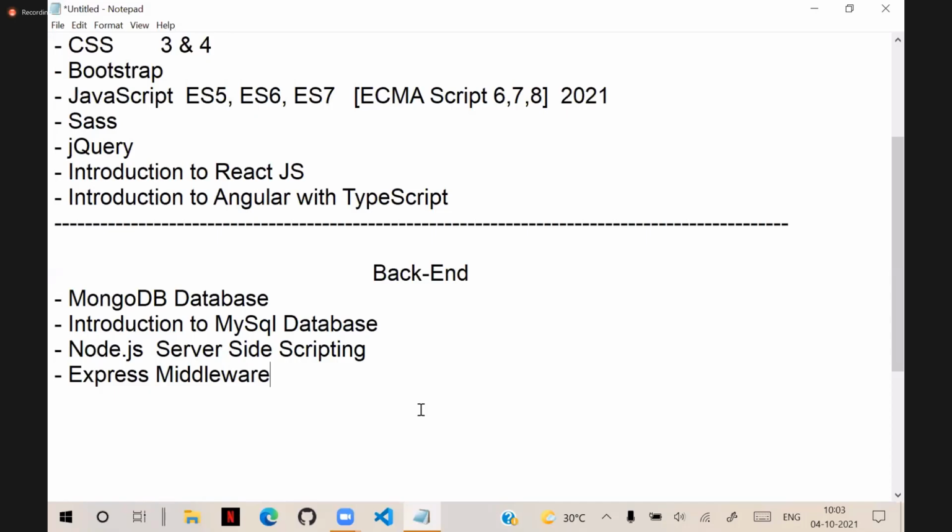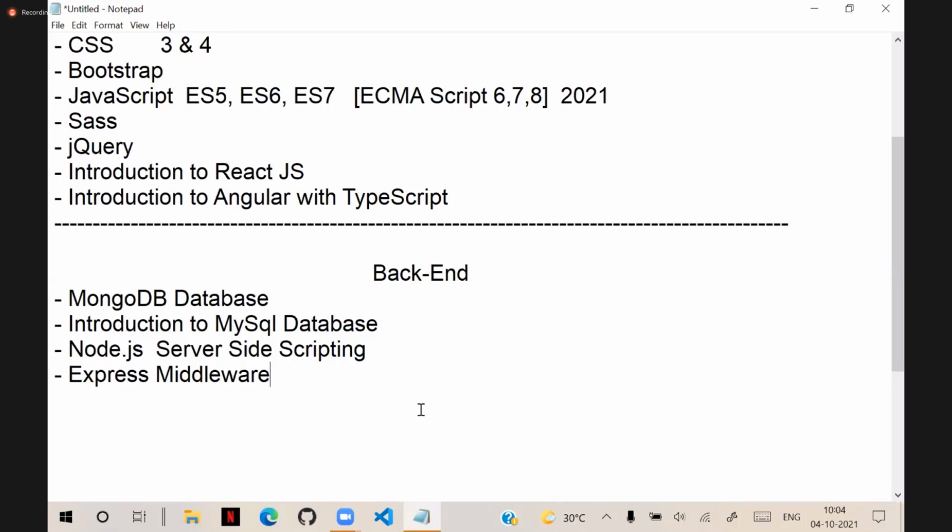In the back end, we are going to learn MongoDB. MongoDB is a database, and along with MongoDB, an introduction to MySQL. MySQL is also a database. And we are going to learn Node.js, which is a server-side technology. And Express is a middleware. These are all required for building end-to-end applications. So in our full stack, these are the topics we are going to discuss.